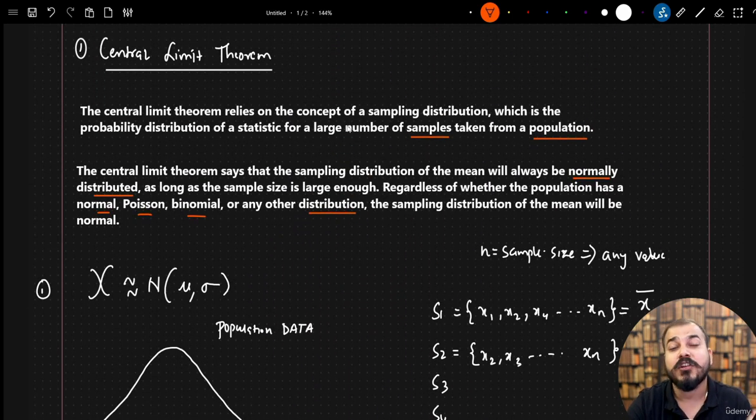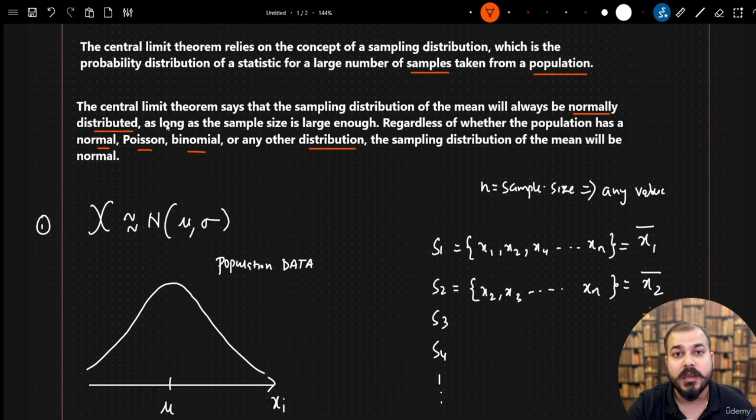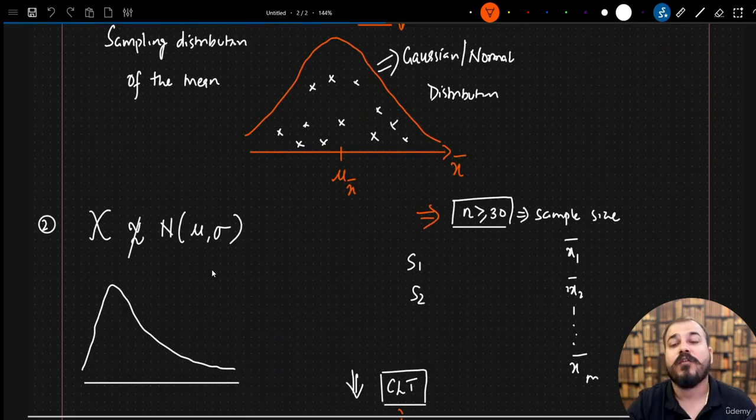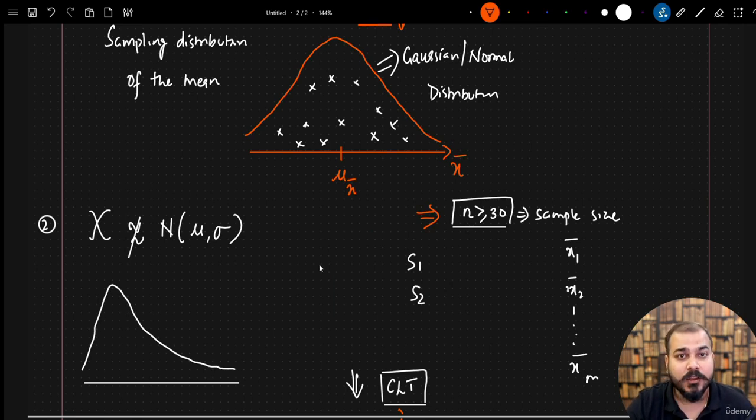The central limit theorem relies on the concept of a sampling distribution, which is the probability distribution of a statistic for a large number of samples taken from a population. The central limit theorem says that the sampling distribution of the mean, whatever mean we have calculated, will always be normally distributed as long as the sample size is large enough, regardless of whether the population has a normal, Poisson or binomial distribution. When I say Poisson or binomial, it is basically not following a Gaussian distribution. Okay. This was one very important statement that we can come up with from the central limit theorem.